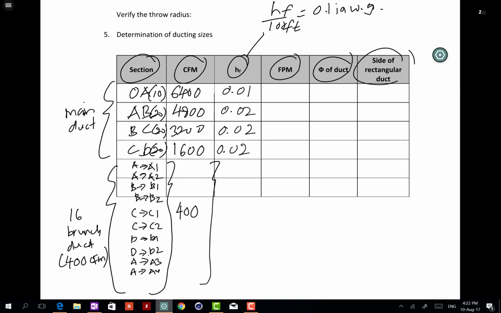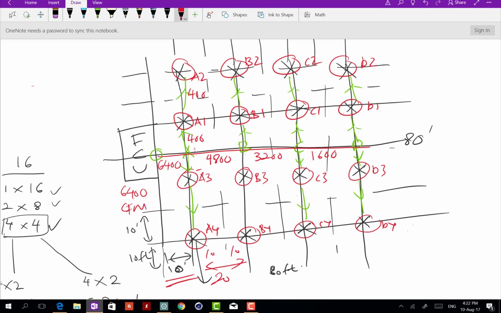And then all of the branch sections have a length of, okay, A to A1 is 10, and then the next section A1 to A2 is also 10, 10, 10, 10. Okay, 20. It becomes 20.